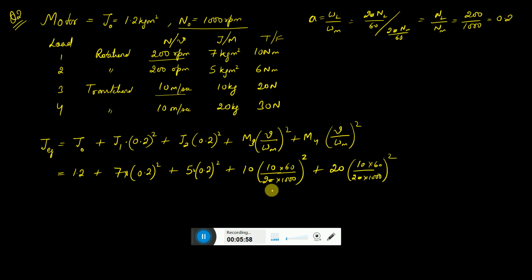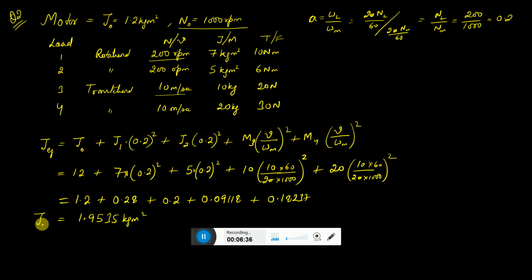So if we solve it, you will get 1.2, this is 0.28, 0.2, 0.09118, and this is 0.18237, and that comes out to be 1.9535 kg meter square. That's the value of J equivalent.